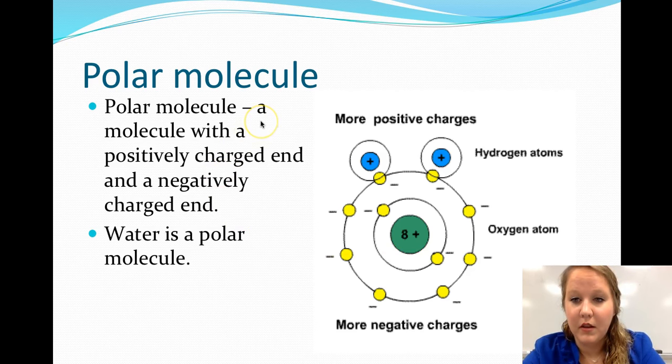Now it is a polar molecule, and what this means is it's a molecule with a positively charged end and a negatively charged end. It's not entirely positive, it's not entirely negative, but it has a distinctly positive area and a very distinctly negative area. So our hydrogen atoms are positive, and our oxygen atom is the one with the negative charge. Now you can have nonpolar molecules which have a more balanced charge, and there's not a distinctly positive or negative side. But water is not, it's polar.